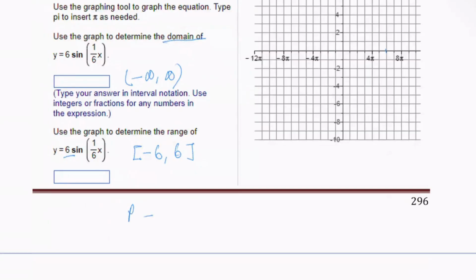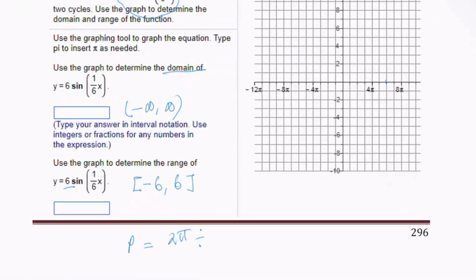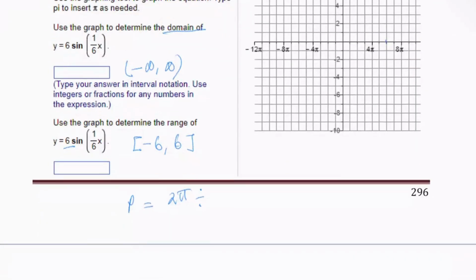So the period, denoted by P, will be 2 pi divided by the coefficient of x, right, which is 1 over 6, so divided by 1 over 6. So this is 2 pi multiplied by 6, which is 12 pi.